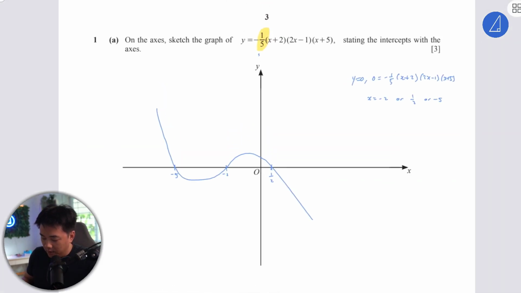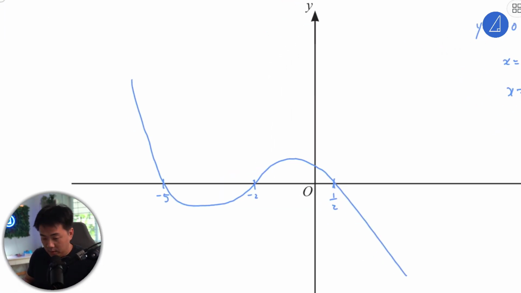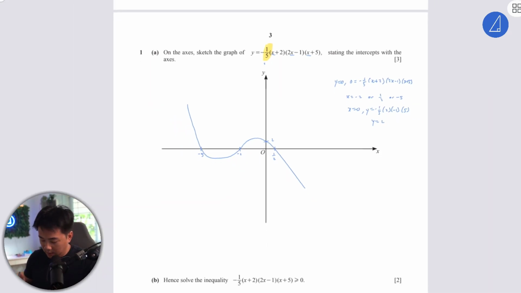So when x is 0, we need to find the y-intercept. Very quickly, y will be -1/5 multiplied by 2, multiplied by -1, multiplied by 5. Just replace x with 0 in it. So in this case, what we'll get is +2. So the y-intercept here will be 2. Right, so that's that.